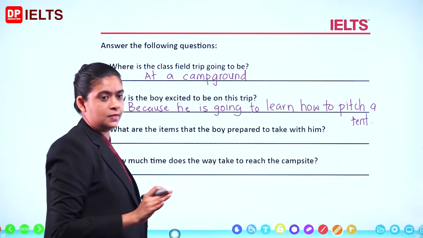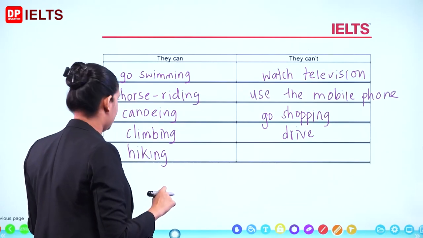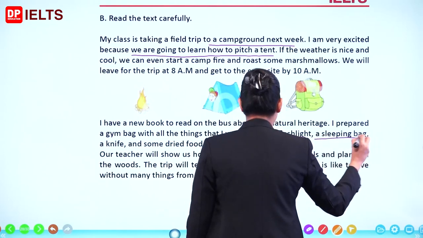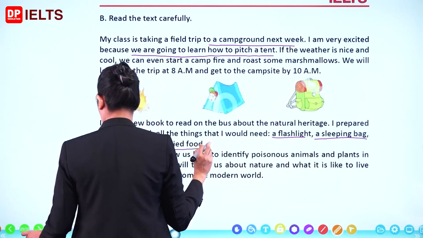What are the items that the boy has prepared to take with him? A flashlight, a sleeping bag, a knife, and some dried food.